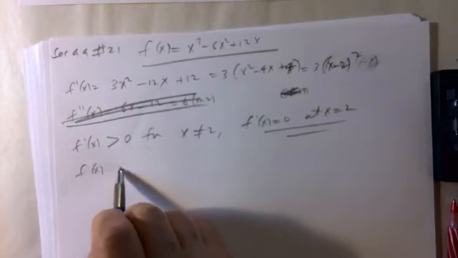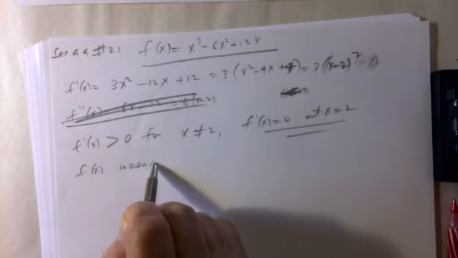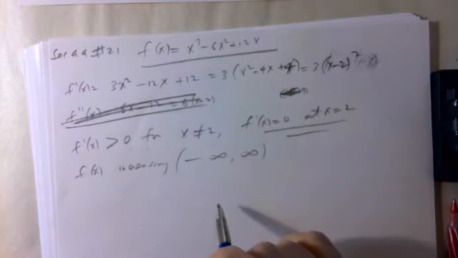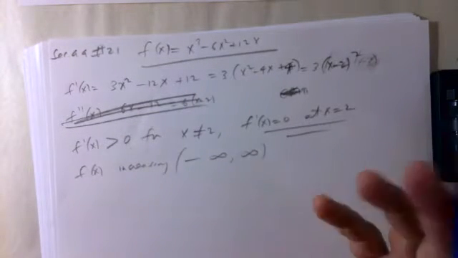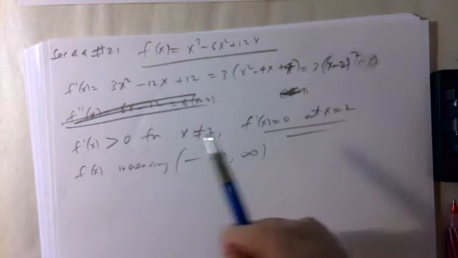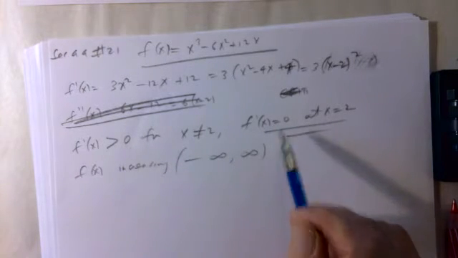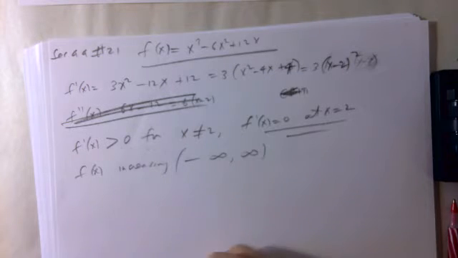But the function is increasing everywhere because the first derivative is positive. So f of x is increasing from minus infinity to plus infinity because the derivative is always positive, except at this one point, the critical number, where it's 0. Okay.